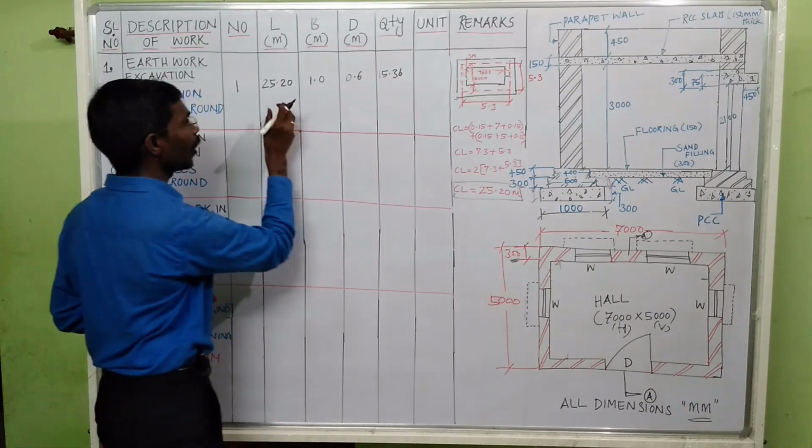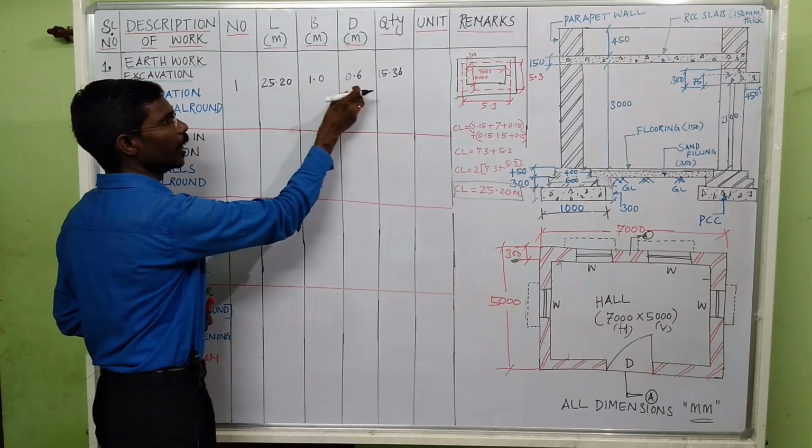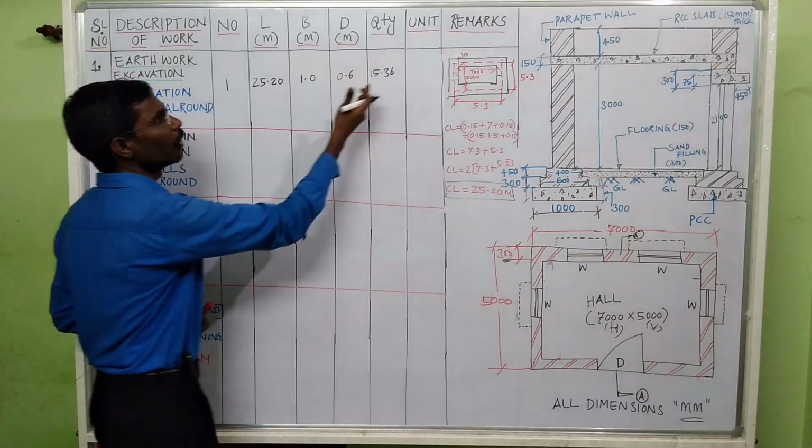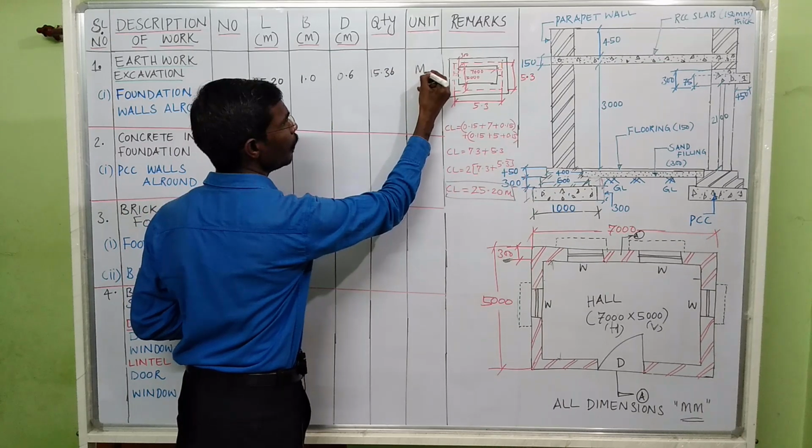15.36. So we have calculated the length, breadth, depth. So it is a volume. The earthwork excavation is volume, so the unit of measurement is meter cube.